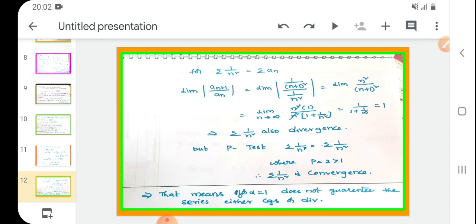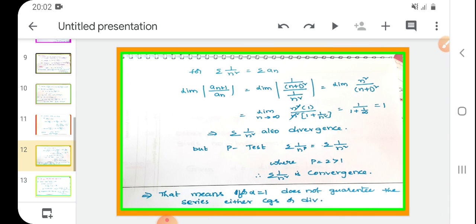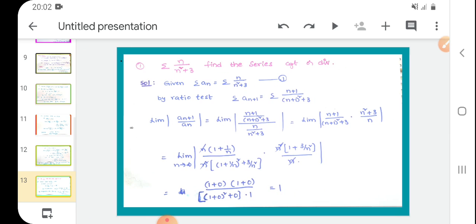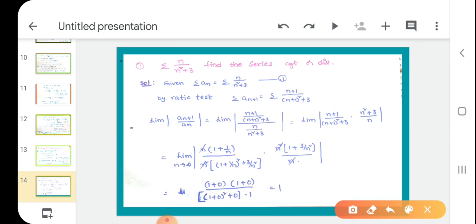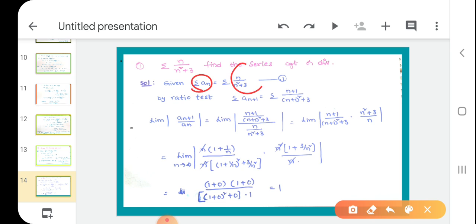The root test and ratio test are the most important tests, and we have so many problems based on these two tests. Okay, see here. Summation n by n square plus 3. This is our series. We have to find whether this is convergent or divergent. Let the given series be an. What is an plus 1? Just put n plus 1 in n's place. So we get n plus 1, and I write n square as n plus 1 whole square plus 3.